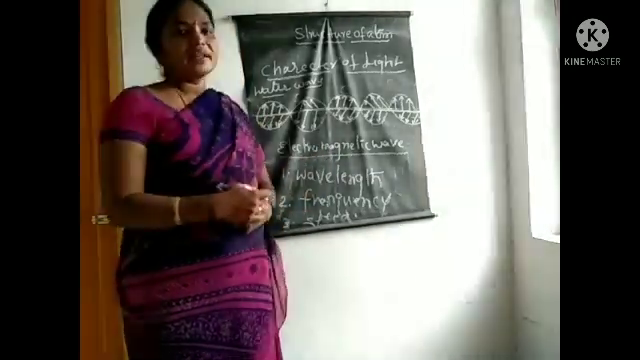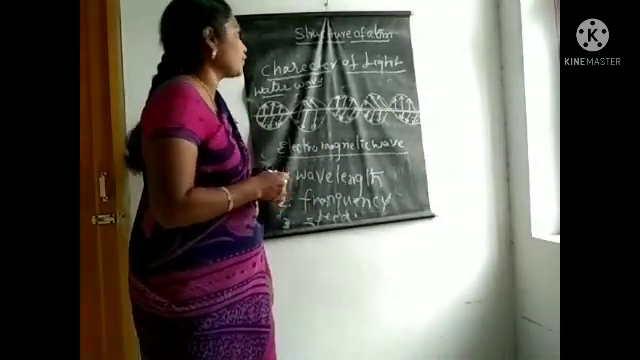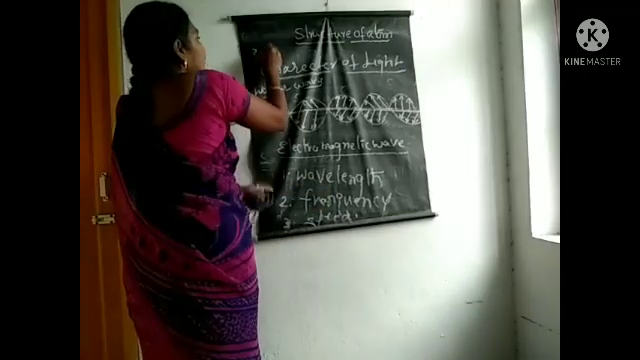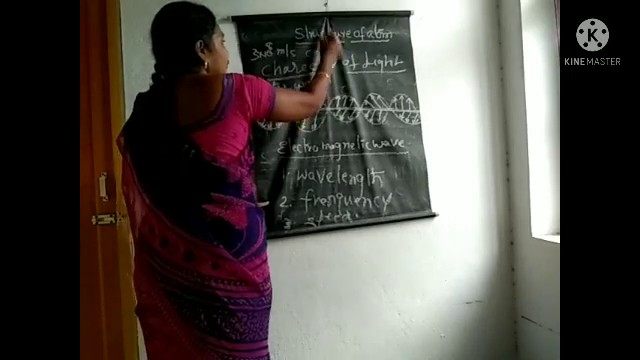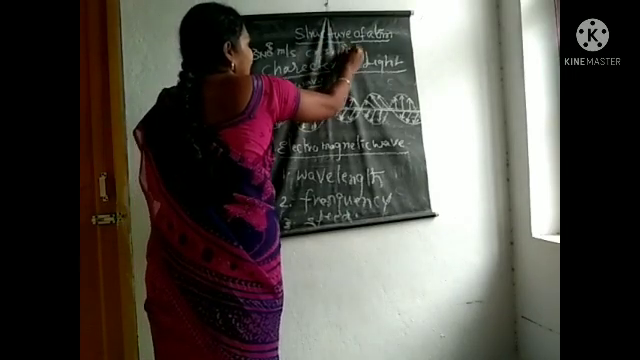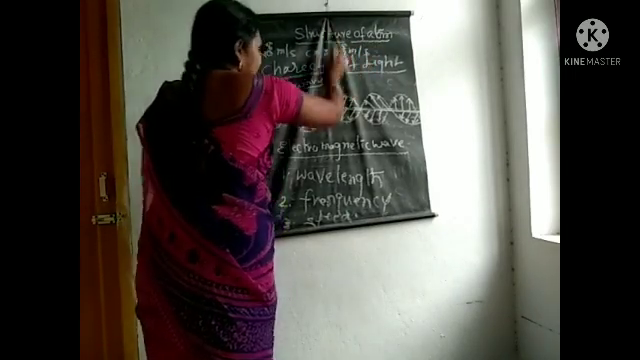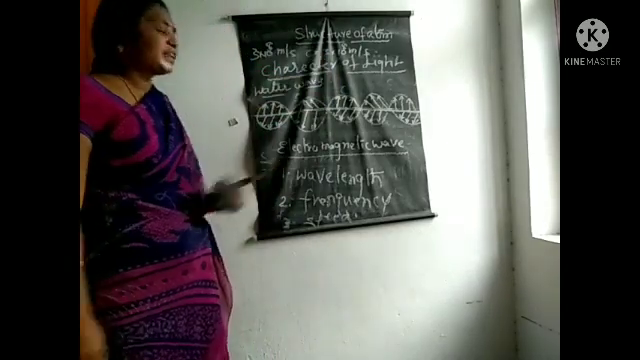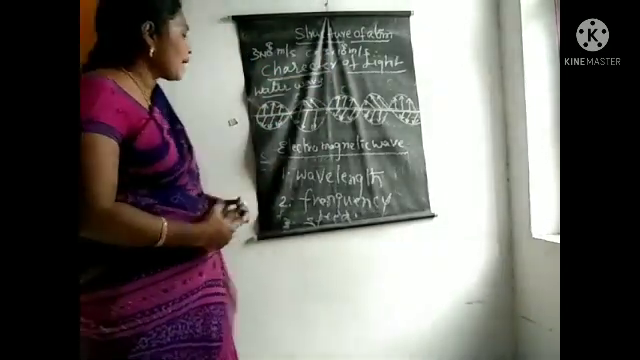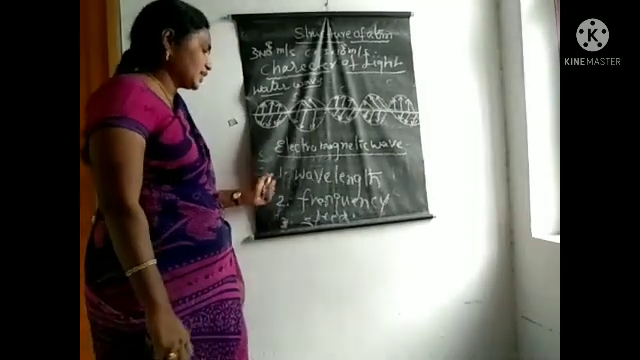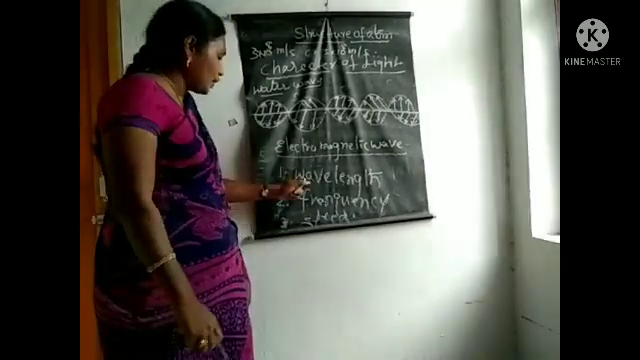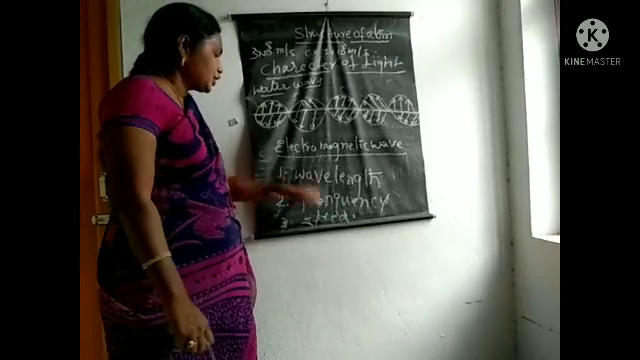Another important point: the speed of an electromagnetic wave is 3 into 10 to the power of 8 meters per second. That is, c equals 3 × 10^8 m/s. This is the value of electromagnetic wave speed. The characteristics of an electromagnetic wave depend upon three factors: wavelength, frequency, and speed.